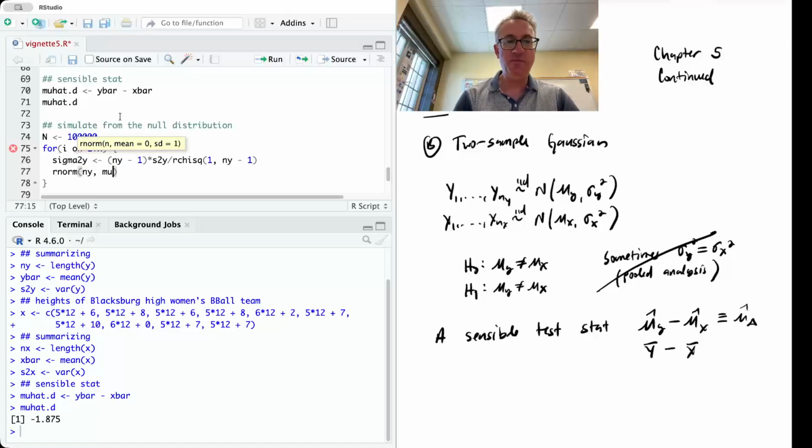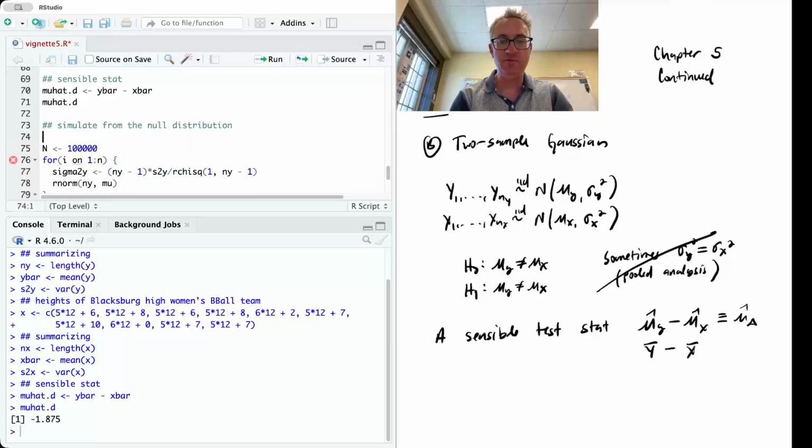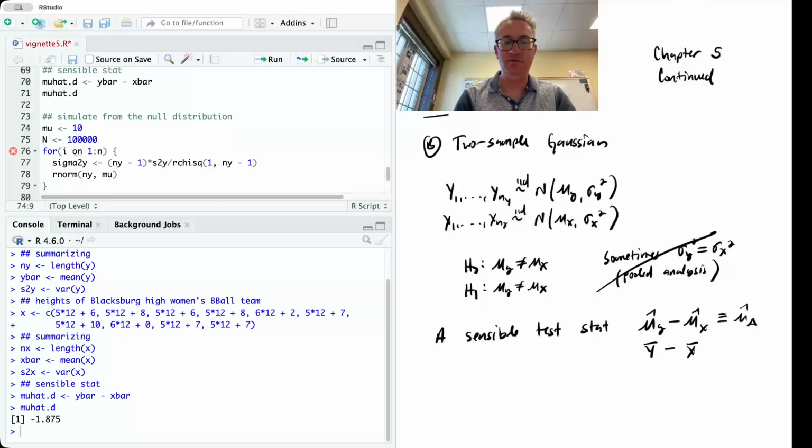Okay, so that's for the y variances, and then we use our norm with ny samples and a mean of mu. We have to pick a value of mu for this simulation. It really doesn't matter what you pick. In the book I picked 7, but here I'm going to pick 10. It really doesn't matter. What matters is that you use the same value for the y population as you use for the x population. And you can watch me, I'm going to do that.